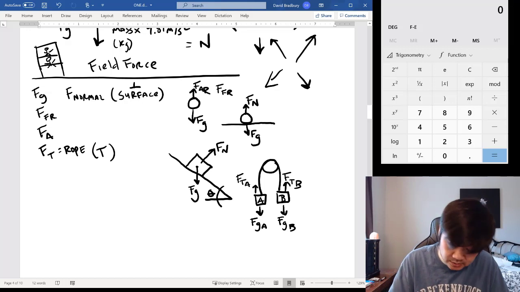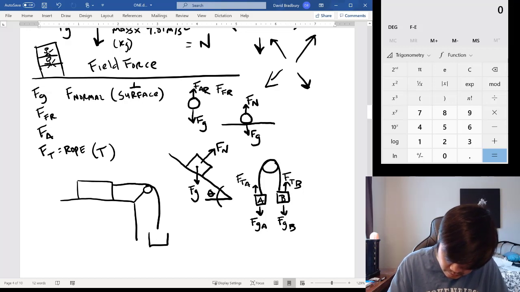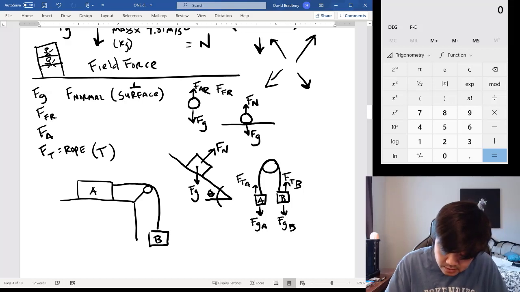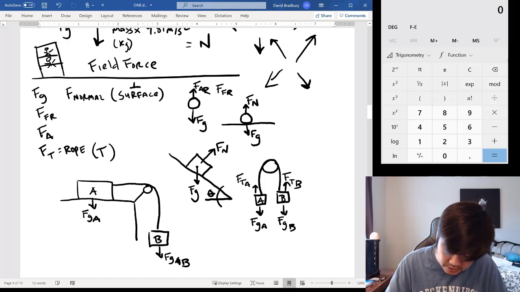And finally, one more system with this, and that was the Atwood machine that looks like this. So we have a pulley, and we have a mass, so I'm going to call this mass A and mass B. So let's draw the forces on this. This would be force gravity A, and this would be force gravity B. Oh, sorry, this one's A, and then this one is B.